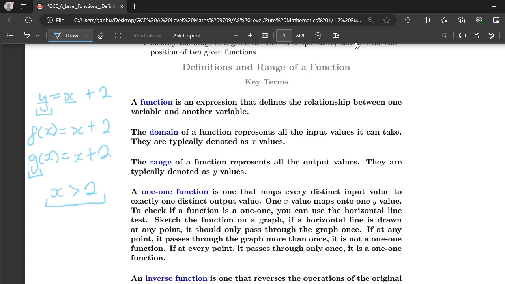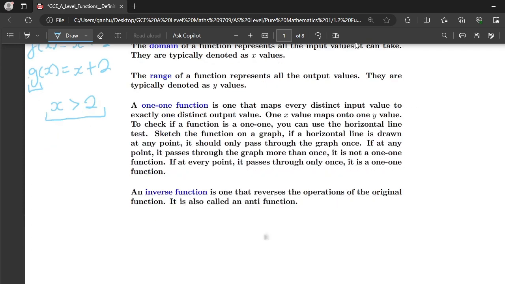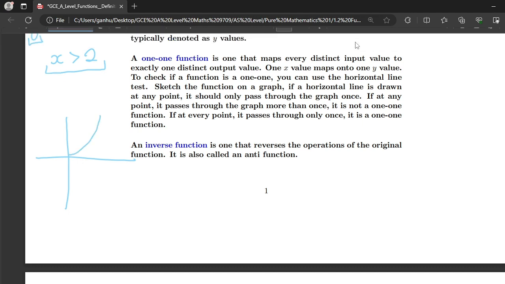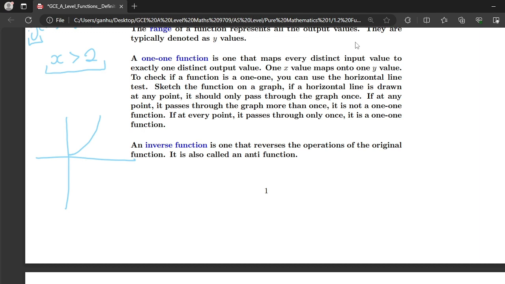A one-to-one function is one that maps every distinct input value to exactly one distinct output value. So for every x value, there will only be one y value if a function is one-to-one. Now let's sketch a graph of an example of a one-to-one function. So we have our curve here. This is a one-to-one function.